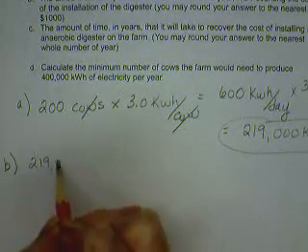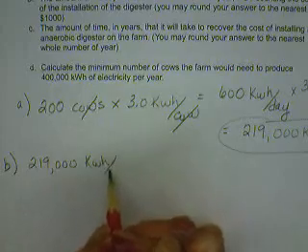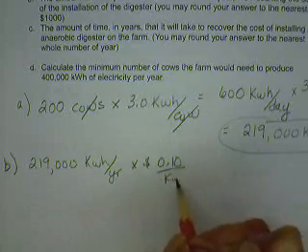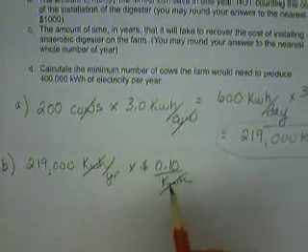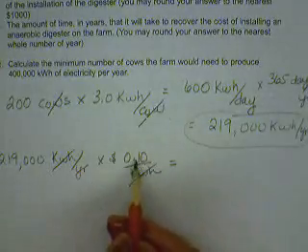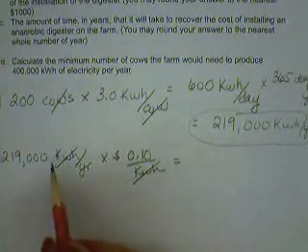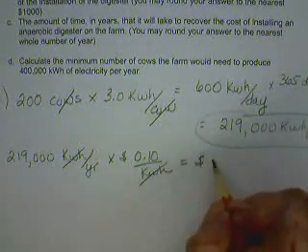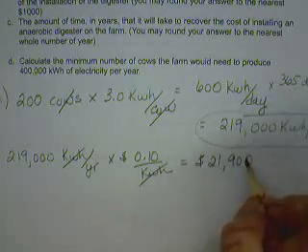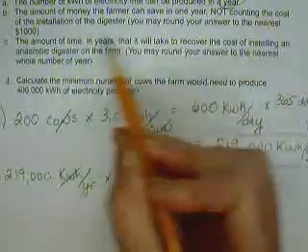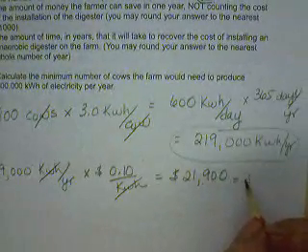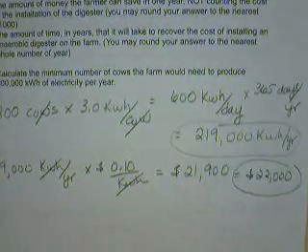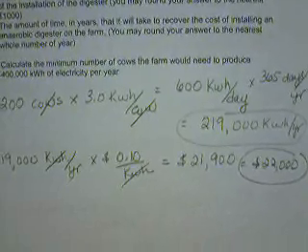It's just 219,000 kilowatt hours per year times 10 cents per kilowatt hour. And because this is 0.10, we just need to multiply by a tenth, which is moving the decimal point one space over. So it's $21,900. The question asks you to round up to the nearest thousand. So we're going to round this up to $22,000. So that's how much the farmer will save a year in electricity costs.